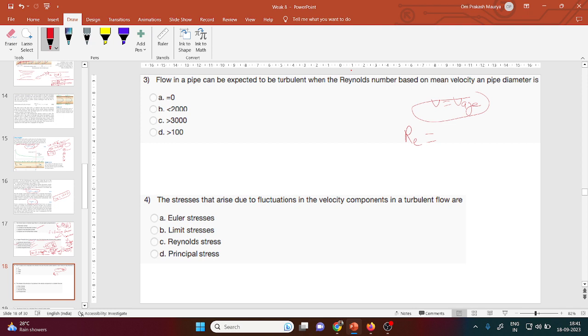Or, if the option is not correct, you can write your answer in the chat box also. So you already know the Reynolds number: rho V average D divided by mu, or you write V average D divided by mu.